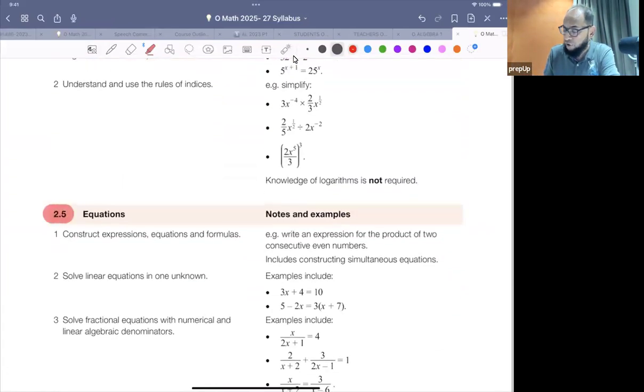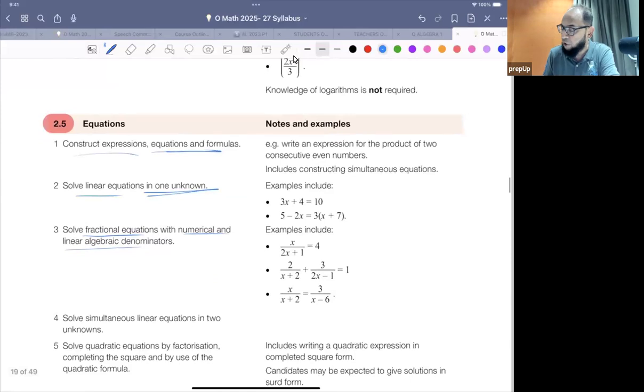Then there are equations. We have to construct, let me get a pen. So we have to construct expressions, equations, and formulas. Solve linear equations in one unknown. Solve fractional equations with numerical and linear algebraic denominators. Now these notes and examples, all these things are given. This is like a linear equation. This is some algebraic type. Sometimes you have to add, sometimes you have to cross multiply, and so on. So these are the different ones that we will study.